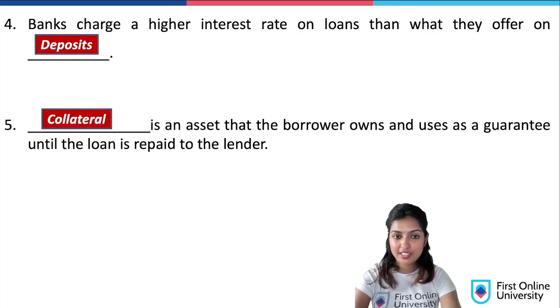It is called collateral. So collateral is an asset that the borrower owns and uses as a guarantee until the loan is repaid to the lender.